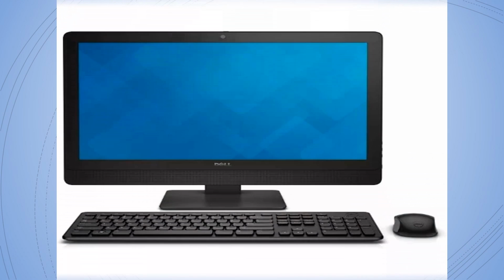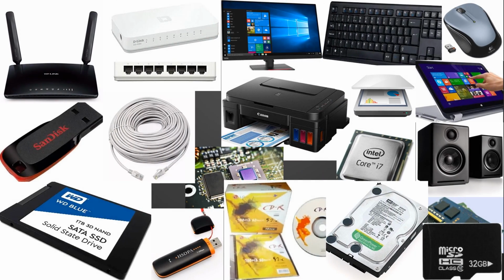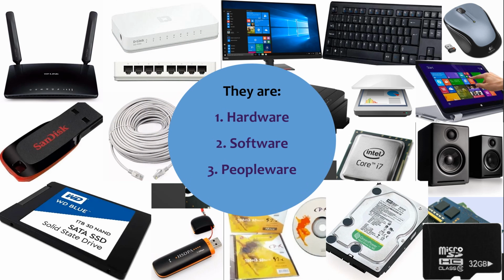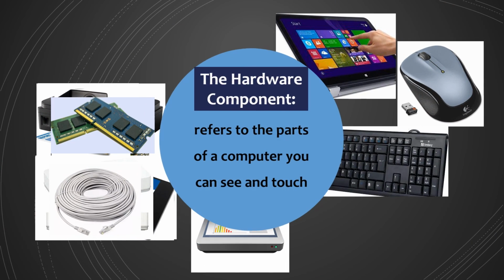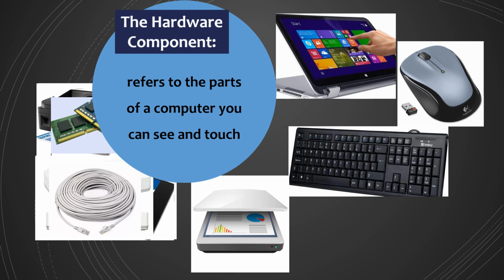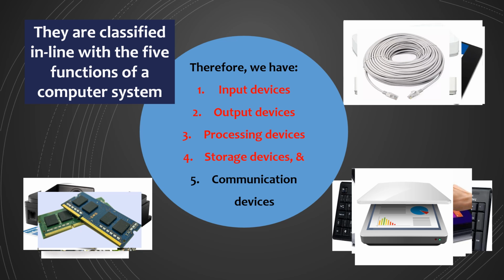A computer system has three main components. So we can classify them as the hardware components, the software components, and the peopleware components. The hardware component refers to the parts of a computer system you can see and touch. They are classified in line with the 5 functions of a computer system. Therefore, we have the input devices, the output devices, the processing devices, the storage devices, and the communication devices.